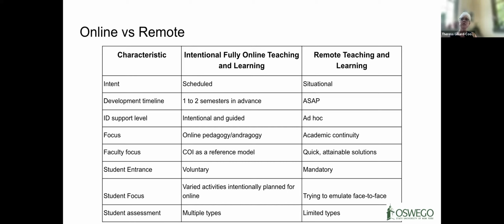For example, with intentional fully online, it's scheduled. Usually you have a timeline for development. The focus is on online pedagogy and andragogy. The student entrance into that is voluntary, whereas with COVID, you could see, at that point it was mandatory, and it was really focused on academic continuity. So they were very different in how they were going to help our students and help us as educators.